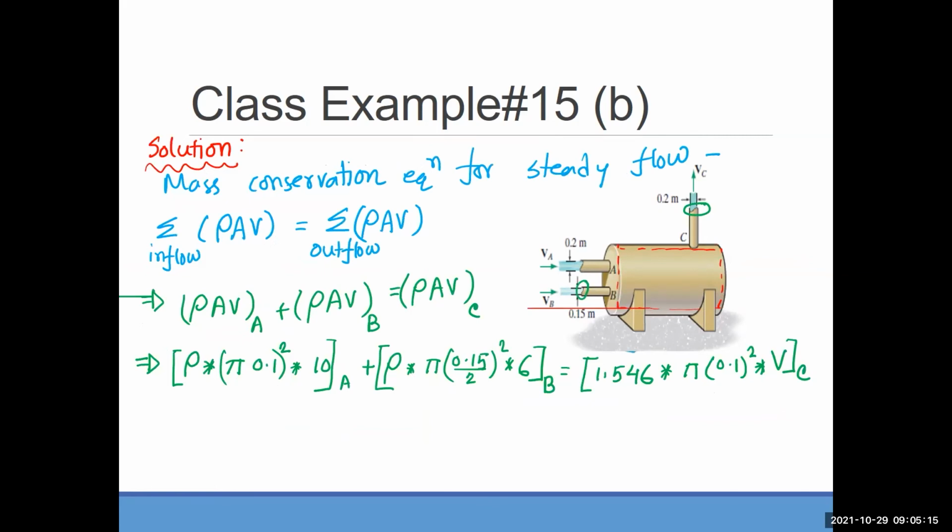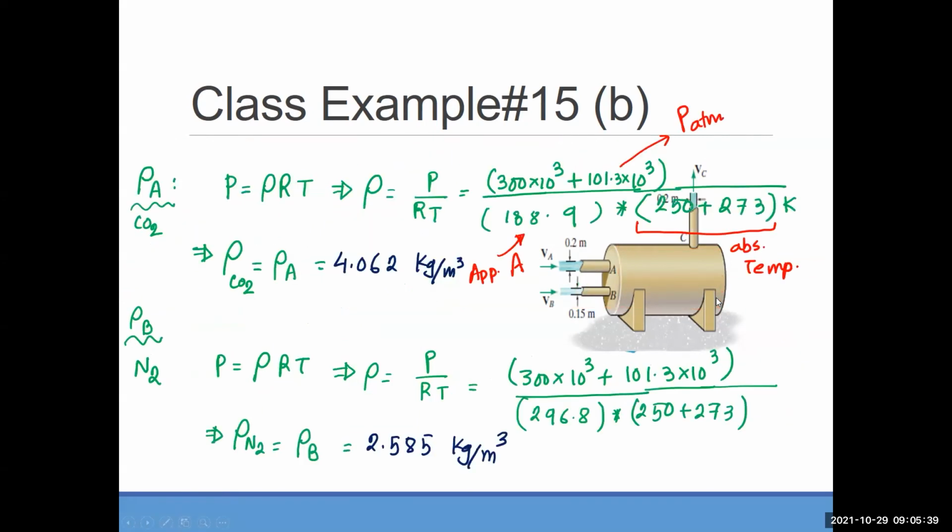And then we started working on that. We wrote the equation, and we saw that we know the AV for A, AV for B, and rho for C, but we don't know rho A, rho B, like the density of carbon dioxide and density of nitrogen at that pressure and temperature. So obviously, whenever you have a gas within a certain temperature and pressure, you instantly know that you need to use the ideal gas law to calculate the density, right? So that's what we did.